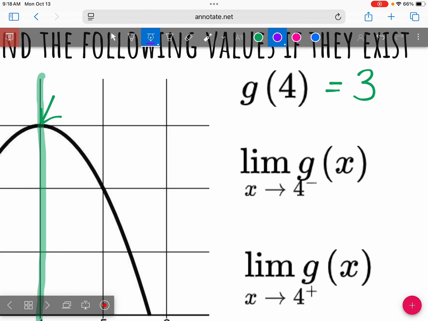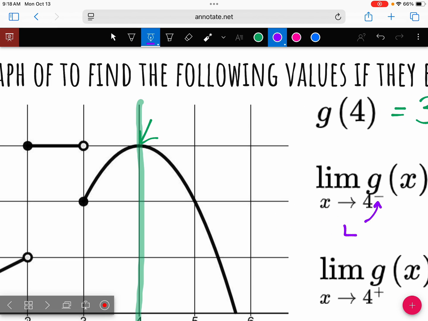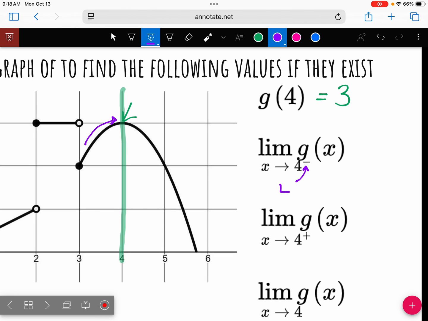So what is the limit for g of x as x approaches 4 from the left? 3. As I get closer and closer and closer from the left, we get closer and closer to 3. So my limit equals 3. What about from the right? Also 3. That's coming from this side. We're approaching that same value.